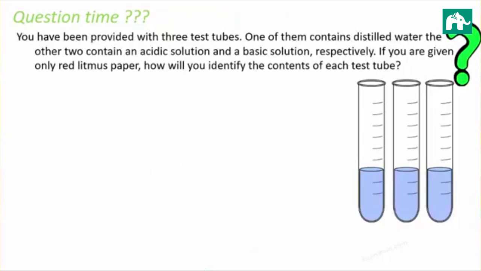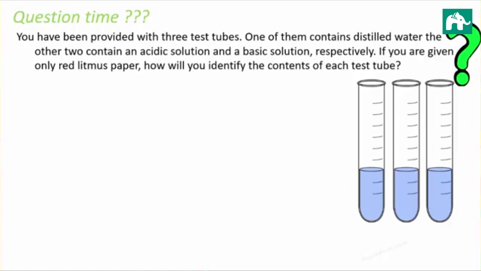So it's time for a question. Now that we know about acids, bases, and we also know about these indicators, let's try this out. You have been provided with 3 test tubes. One of them contains distilled water. The other 2 contain an acidic solution and a basic solution respectively. If you are given only red litmus paper, how will you identify the contents of each test tube?